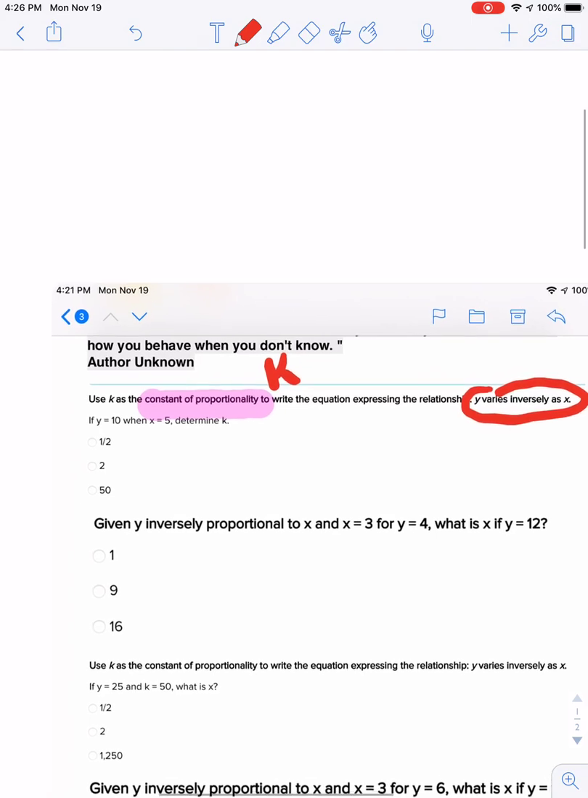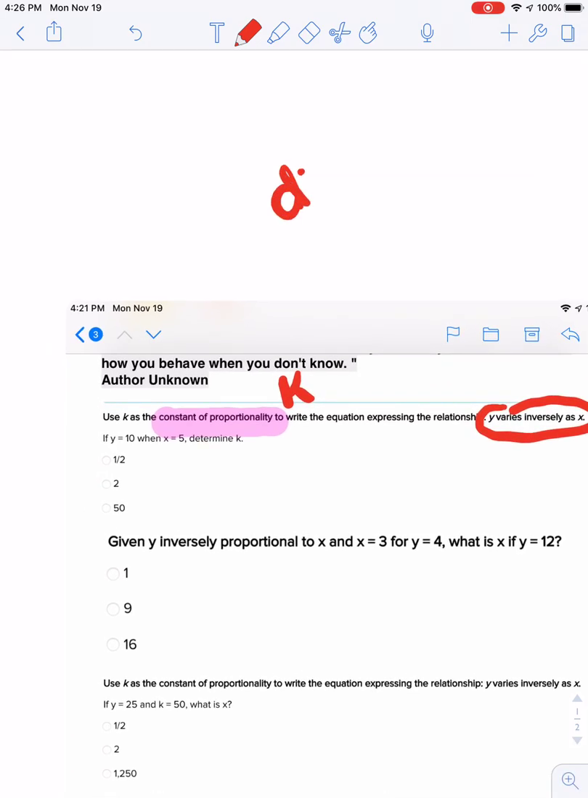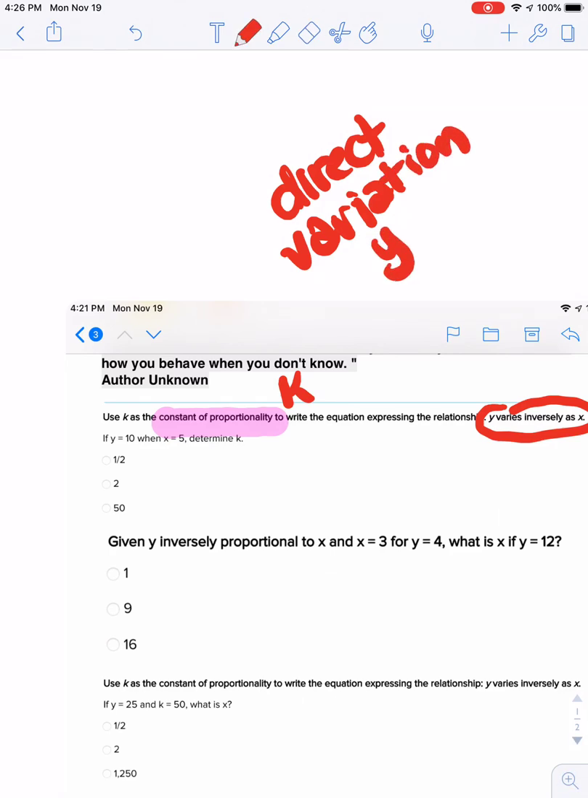So first of all, just as a reminder, when you talk about direct variation, that's going to be y equals kx. So as x gets bigger, y is going to get bigger.